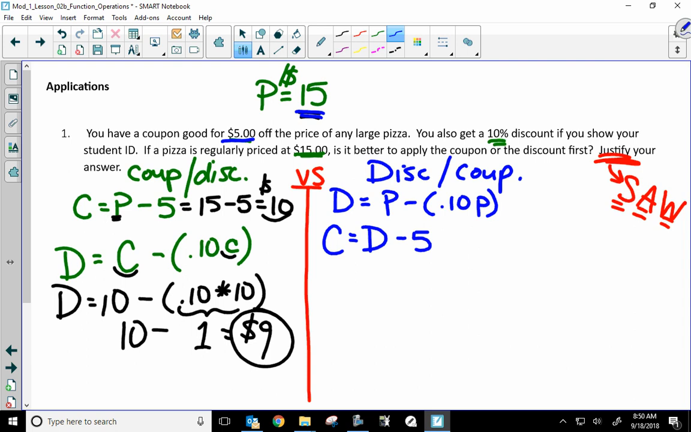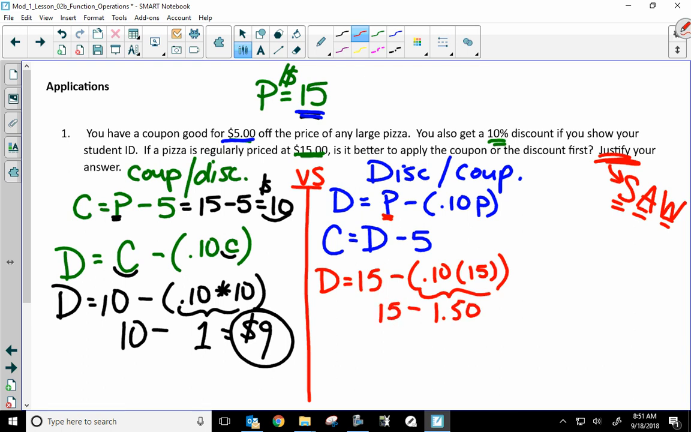Okay, same deal. So let's do this. I'm going to put a 15 in for P. All right, so my discount is 15 minus 0.10 times 15, okay? This right here would be $1.50. So I'm going to take $15 and subtract $1.50, all right? I'm going to end up with $13.50. That is just the discount.